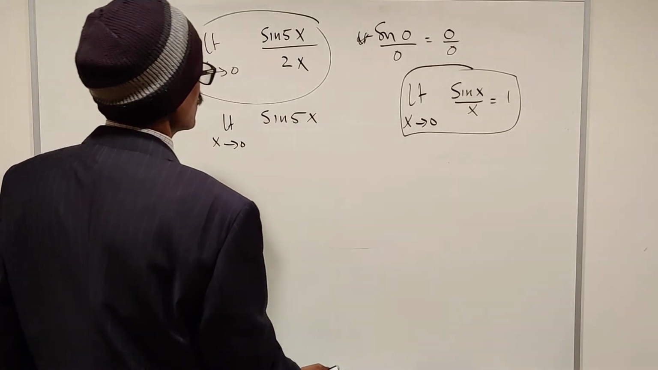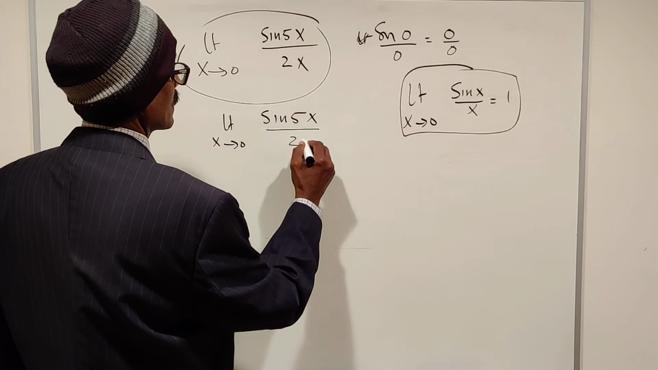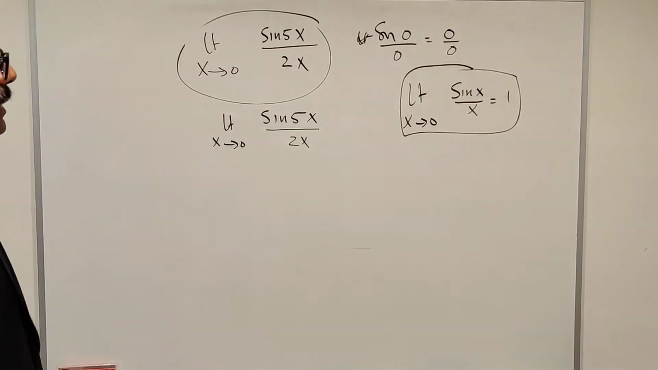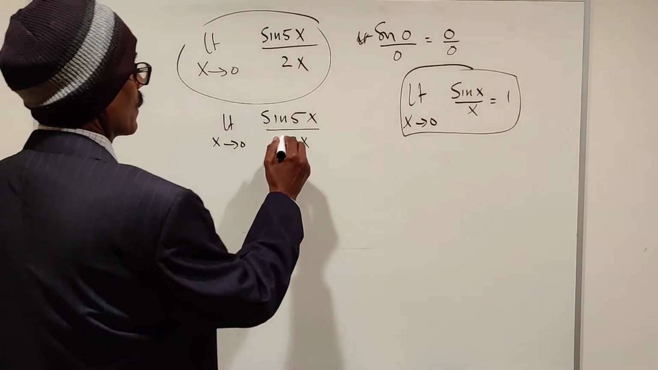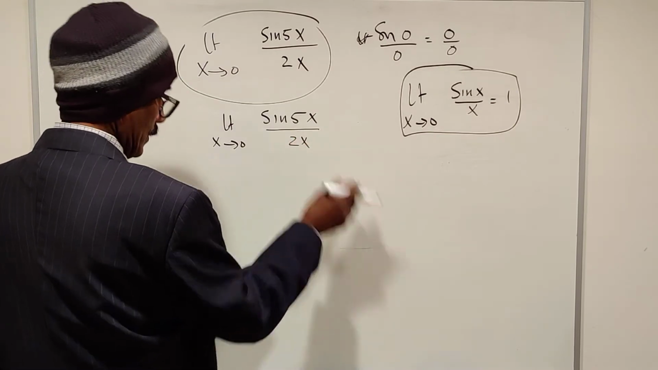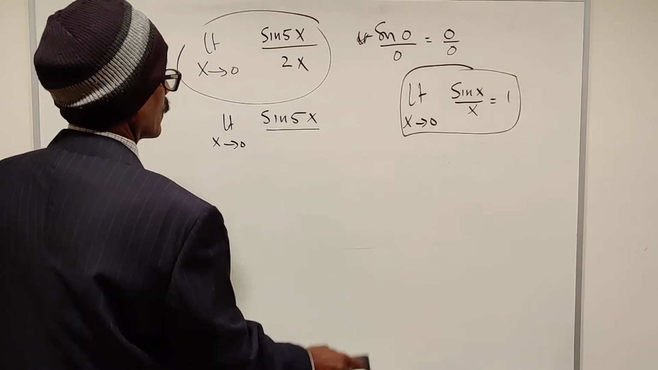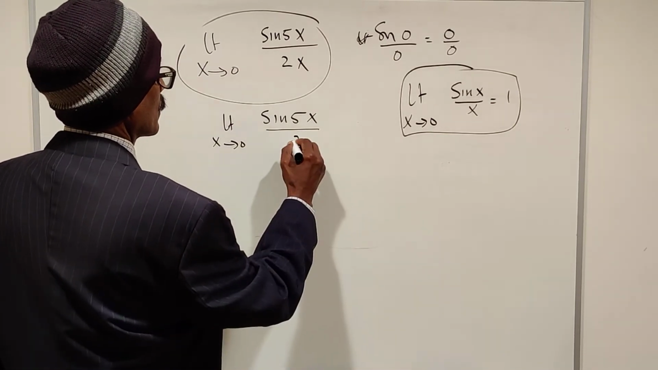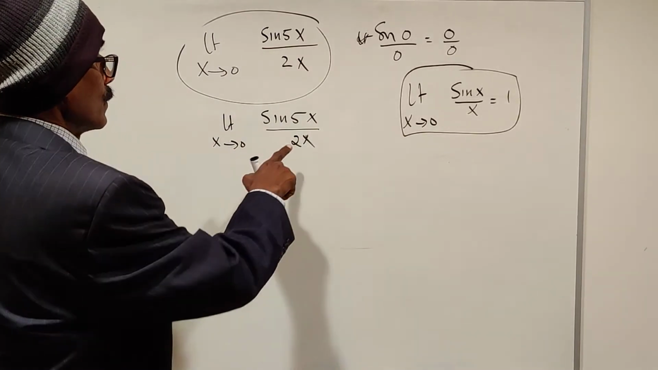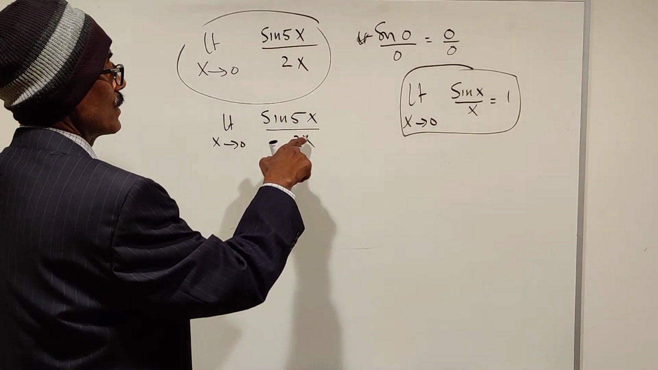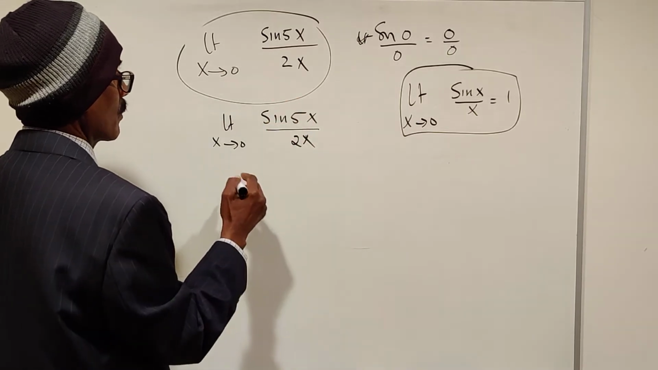Sine 5x by 2x. Here is 2x, right? So we need to change 2x into 5x. Then we can apply the formula.